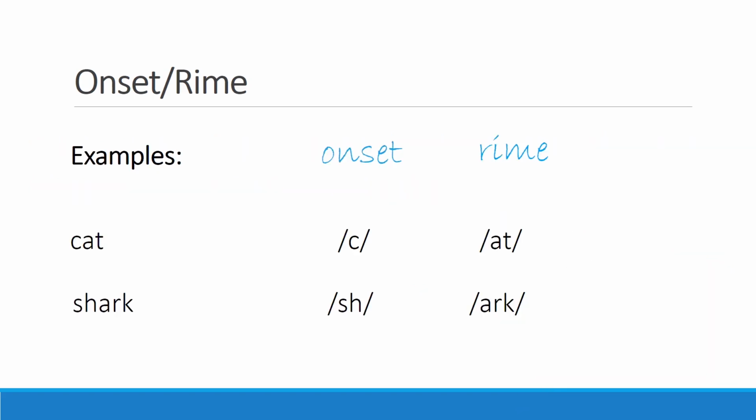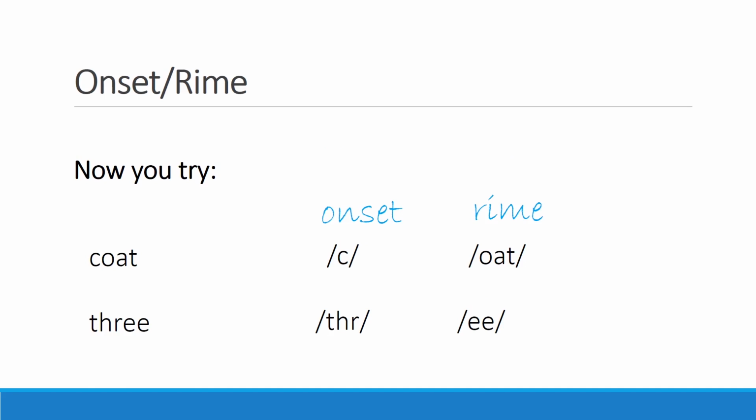Here are some examples of onset and rime. In the word cat, the onset is k and the rime is at. In the word shark, the onset is sh and the rime is ark. Here are 2 more examples of onset and rime. In the word coat, the onset is k, the rime is oat. And in the word three, the onset is thr, the rime is e.